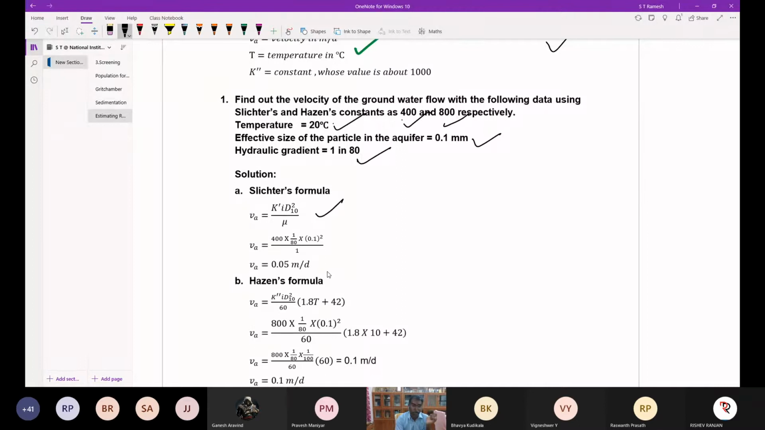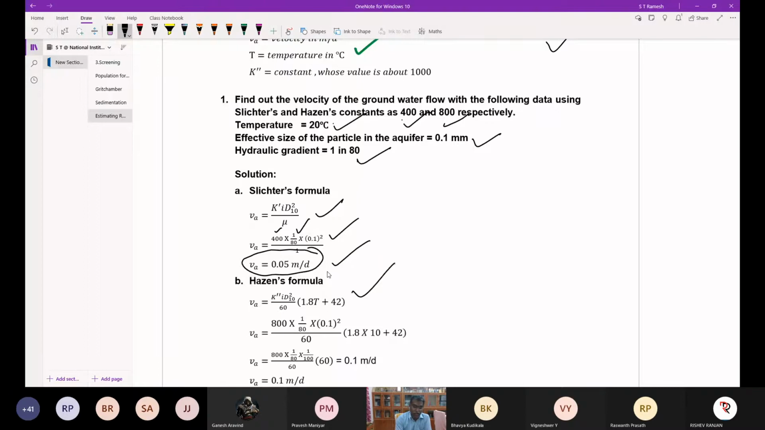So you can use directly this formula: VA is equal to K dash I D10 square, effective size square, divided by mu. So 400 has been mentioned, I value is 1 by 80, and the effective size is 0.1 square. If you substitute and calculate, VA becomes 0.05 meter per day. You can also express this in meter, centimeter, anything based on your convenience: centimeter per second, centimeter per day, centimeter per minute.